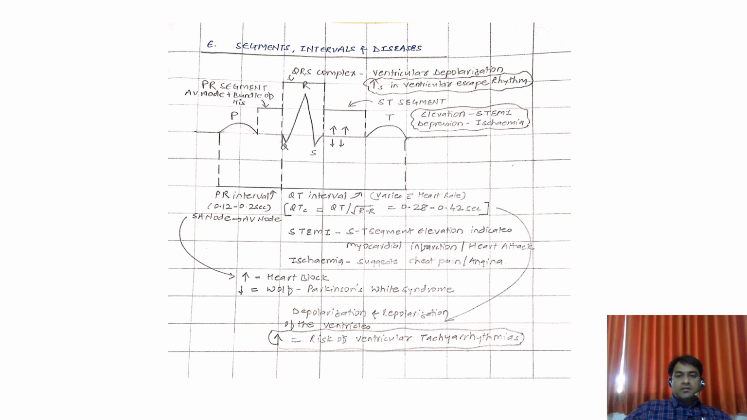Then ST interval. Then ST segment, that is the end of S wave to the beginning of T wave. Then we have the ST segment in this, which is an isolated line between the end of S wave to the beginning of T wave, and ST elevation indicates myocardial infarction, ST depression indicates ischemia.